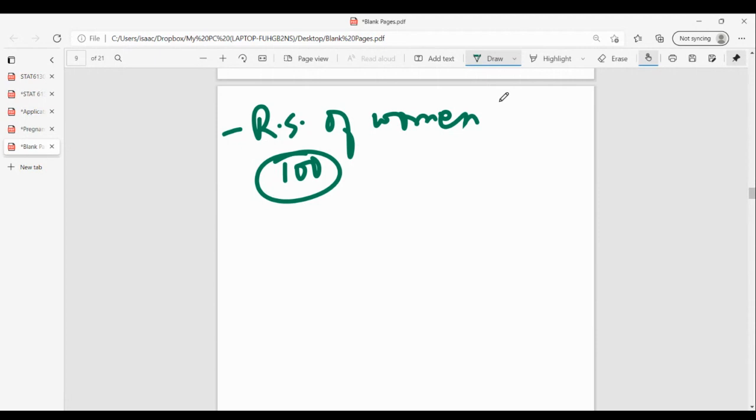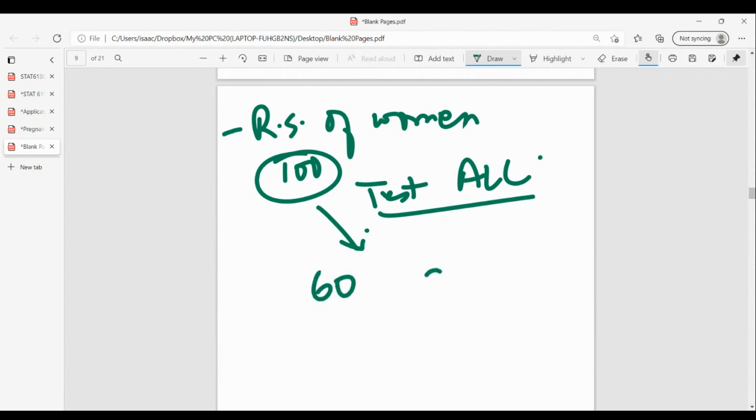So you will need to find out, out of like 100 women, you'll have to test all. You'll have to give all 100 of these pregnant women who are in the healthcare system this COVID test. Now you will know how many are truly COVID positive. So you will say, okay, you'll have like 60 COVID positive, 40 no COVID, right?